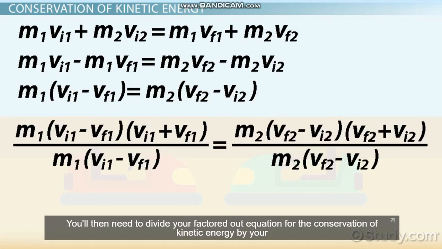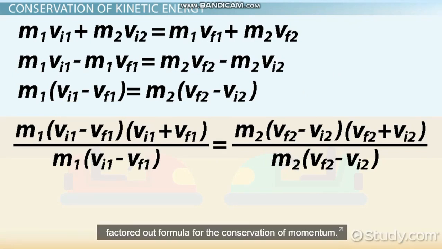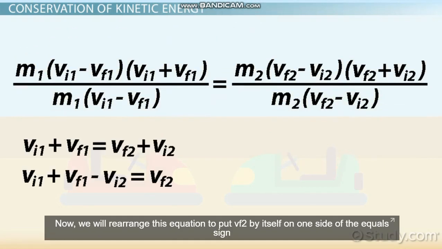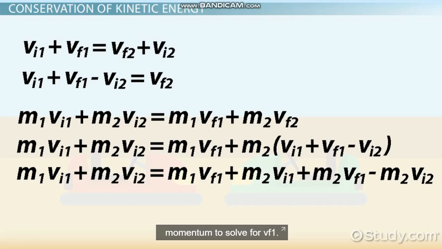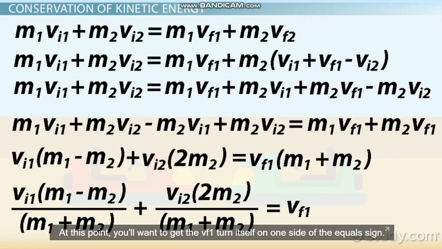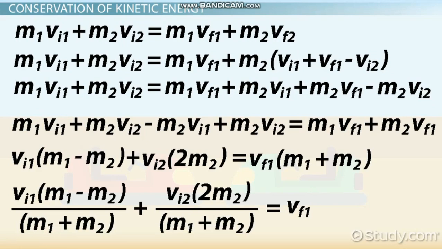You'll then need to divide your factored out equation for the conservation of kinetic energy by your factored out formula for the conservation of momentum. Now we'll rearrange this equation to put VF2 by itself on one side of the equal sign. This equation can now be plugged back into the original formula for the conservation of momentum to solve for VF1. At this point, you'll want to get VF1 by itself on one side of the equal sign.